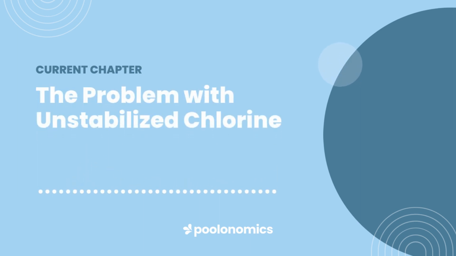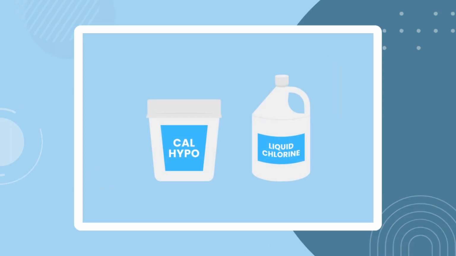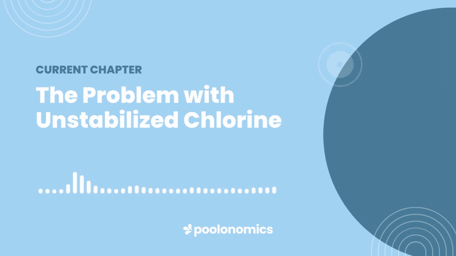So what's the problem with unstabilized chlorine? Well, as before, if your pool gets any sunlight throughout the day, you will need to stabilize your chlorine. That's non-negotiable. And that effectively means unstabilized chlorine only makes sense for pools that aren't exposed to natural light. If that applies to you, using unstabilized chlorine sources like calcium hypochlorite or liquid chlorine is the easy answer. You can close this video and go about your day. But for the majority of residential pools, natural light is a given, and using unstabilized chlorine just isn't going to work, at least not by itself.